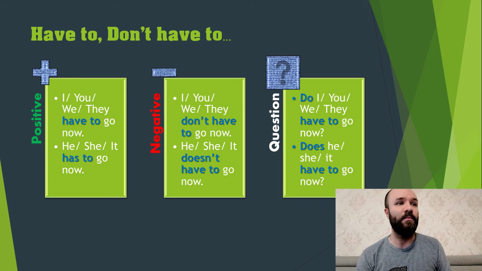And for the question form, just put do or does at the beginning of the sentence. Do I, you, we, they have to go now? Does he, she, it have to go now? For the third person we use does. So as we promised, there are some practices here for you.